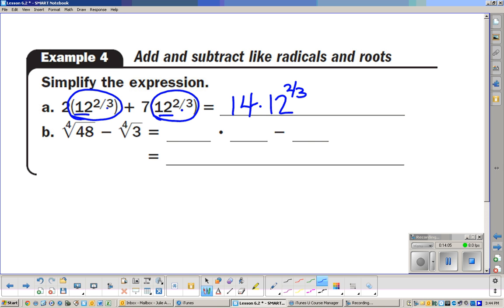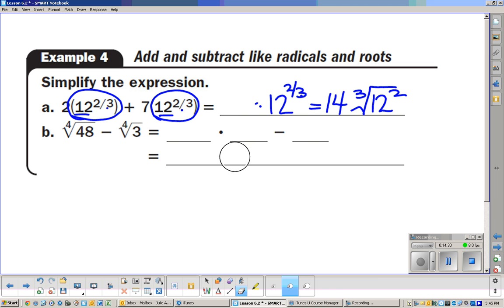Now, if you really prefer radical language instead, or if that's what the answer key has, this would be 14 times the cubic root, because 3 is on the bottom, of 12 squared, or the cubic root of 144. You can leave it as 12 to the 2/3, or, oh my goodness, I can't believe I just did that whole thing. Yes, if all of you are hollering and saying, no, you just said we're adding, 2 plus 7 is not 14, it's 9. Sorry, I'm trying to do this too fast. So you get 9 times 12 to the 2/3. So go back and make that correction.